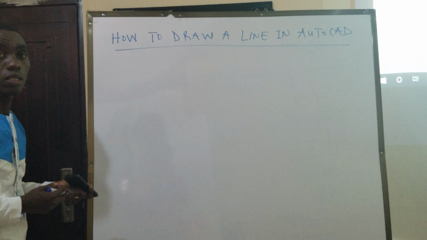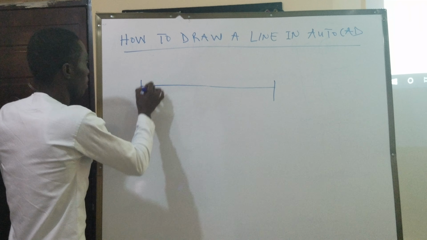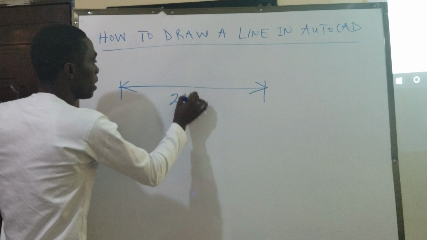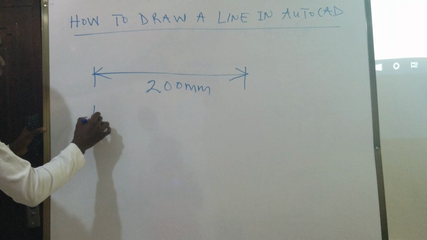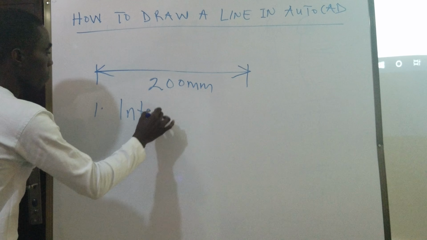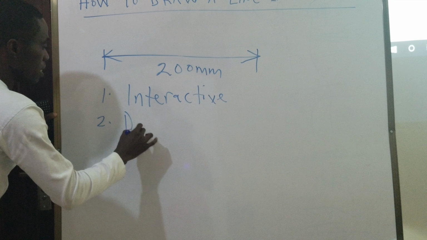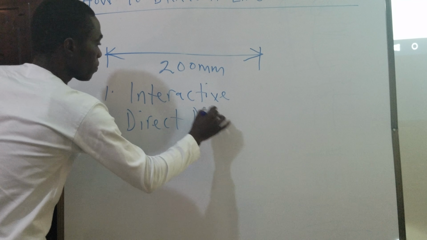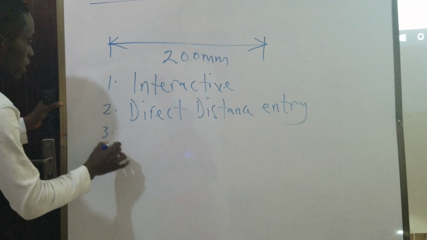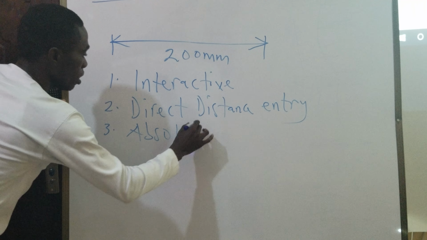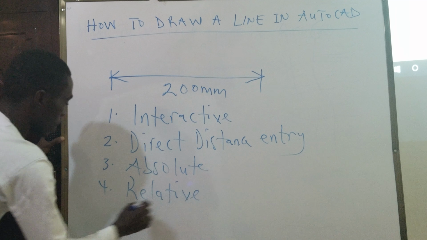Let's get started. For instance, we want to draw a line with a distance of 200 millimeters. We have 5 methods of drawing. The first one is what we call interactive method. The second one is direct distance entry. The third one is absolute. The fourth one is relative. And lastly, polar.